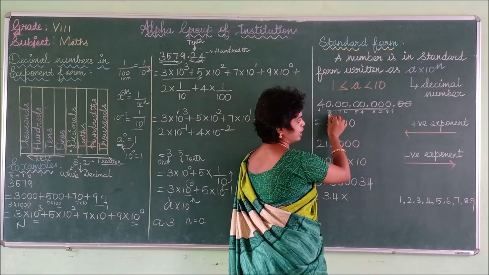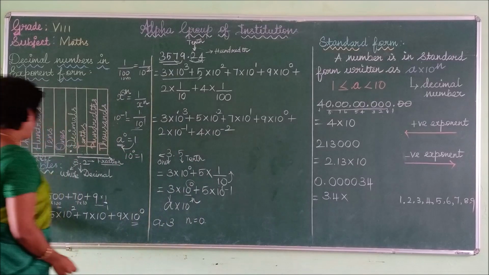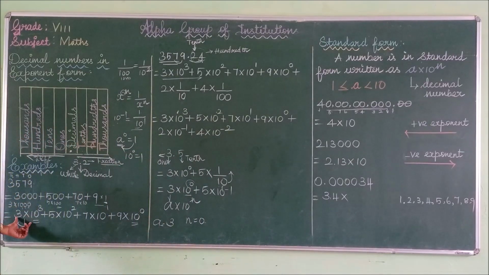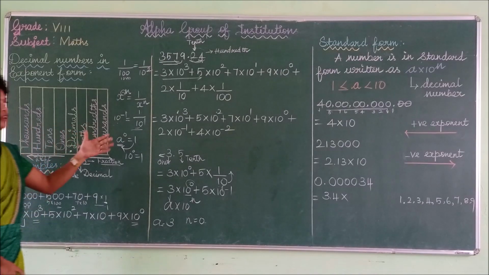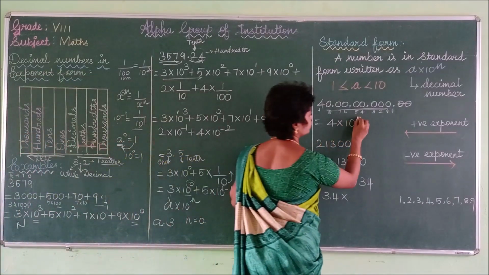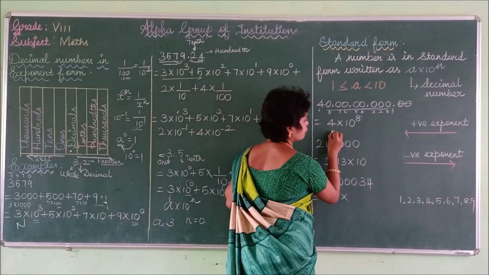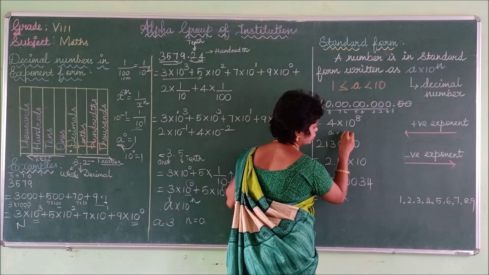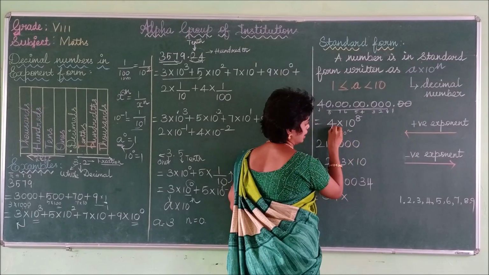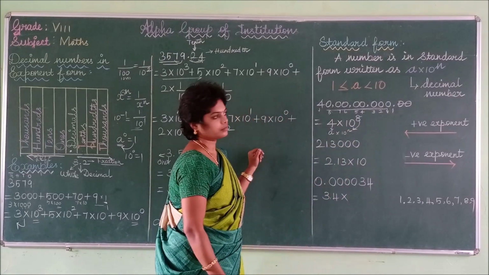How many zeros are there? 8 zeros are there. In a similar way, 3000: how can you change and write it? 3 into 10 to the power 3. Like the similar way, how to change and write 40 crores as 4 into 10 to the power 8. 4 into 10 to the power 8. This is in the form of A into 10 to the power n. Here A is 4, and n is 8.